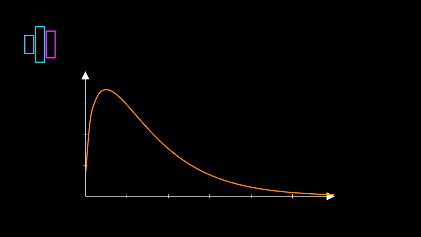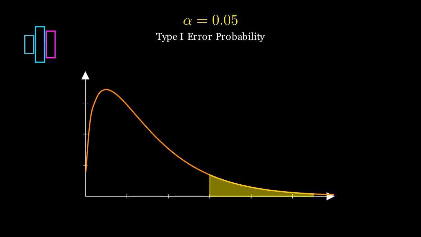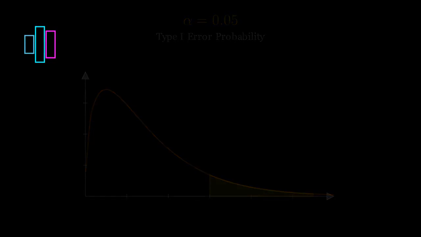The F-distribution table isn't just one single grid, it's a collection of tables. Each table corresponds to a specific alpha level, such as 0.05, 0.01, or 0.10. This value represents the probability of committing a type 1 error, rejecting the null hypothesis when it is actually true. In most scientific research, alpha equals 0.05 is the standard threshold.